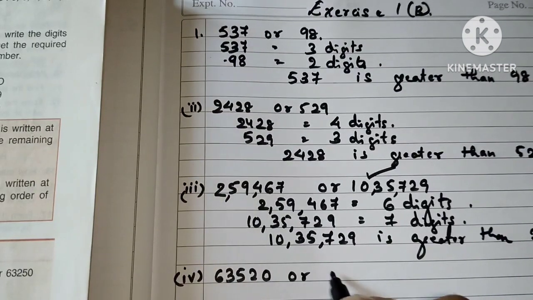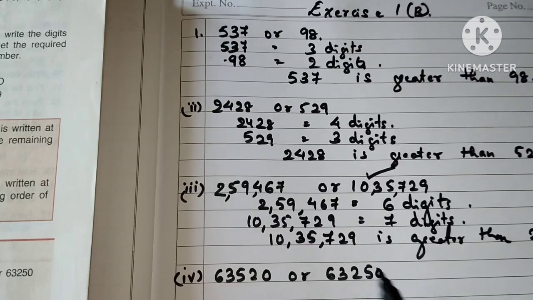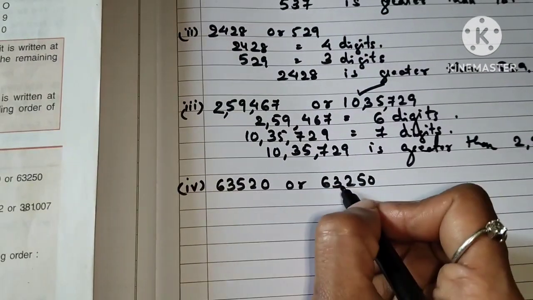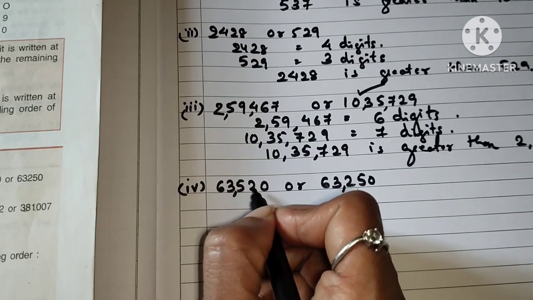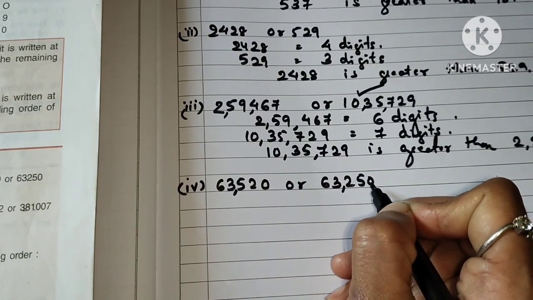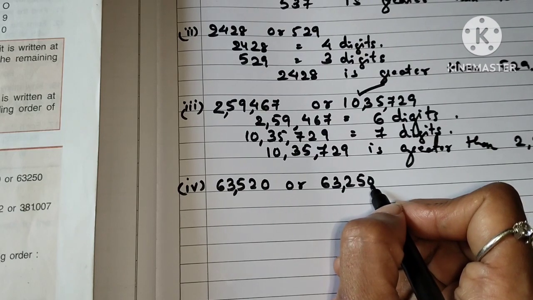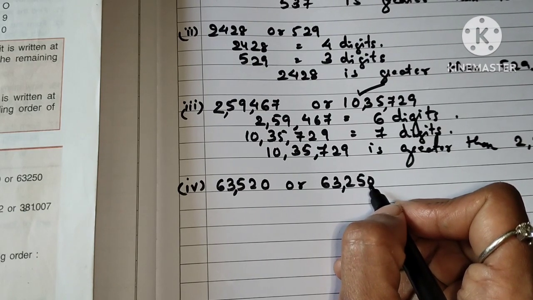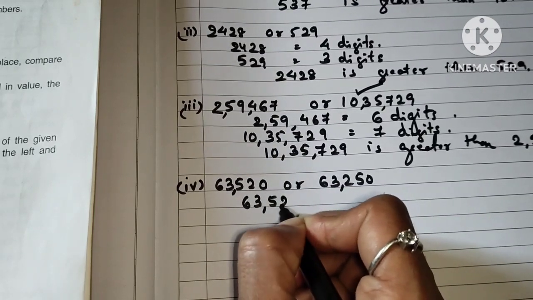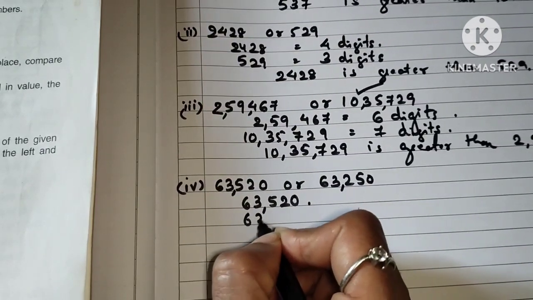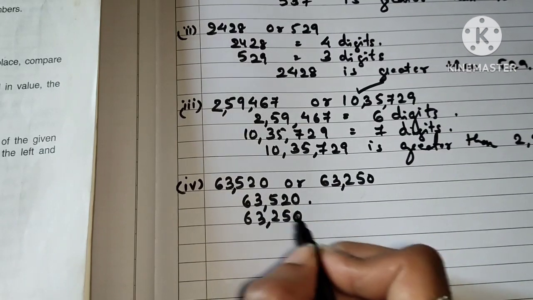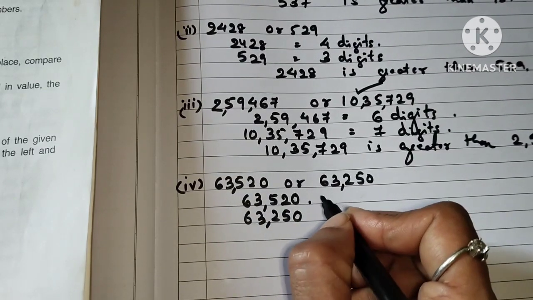63520 or 63250, isn't it? Okay, we'll read it as 63,520, 63,250, isn't it? In this, we have to apply the second rule. The first rule says what? We have to compare the number of digits, but here the number of digits is the same, isn't it? 1 2 3 4 5 digits, 1 2 3 4 5 digits, isn't it, children?